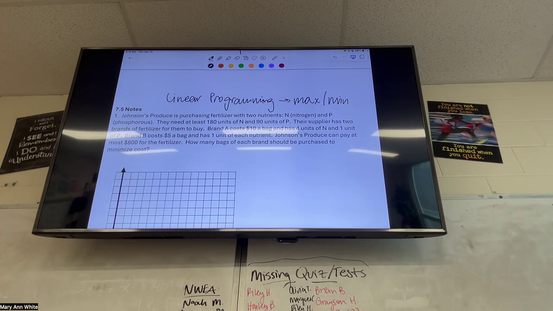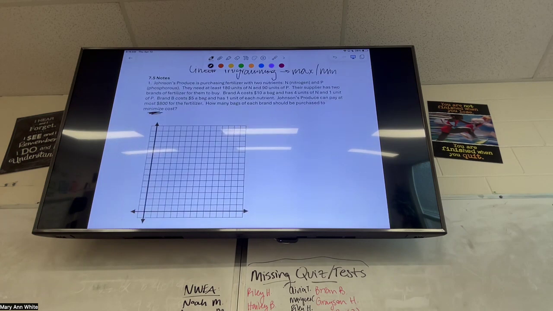Brand B costs $5 a bag and has 1 unit of each nutrient. Johnson's Produce can pay at most $800 for the fertilizer. How many bags of each brand should be purchased to minimize the cost? Okay, so the word minimize means that I'm going to want the smallest cost later on.